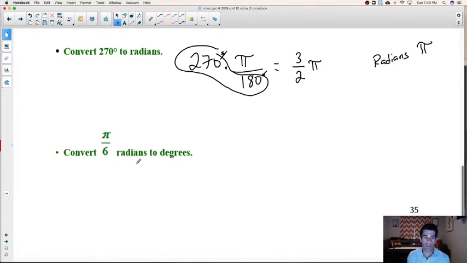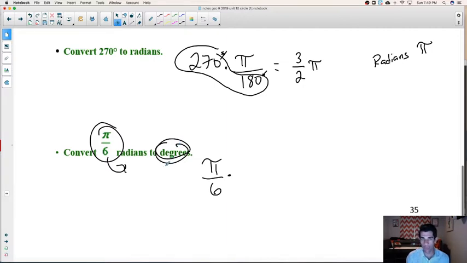So this one says convert pi over 6 radians to degrees. So again, which formula am I supposed to use? Well, it says pi over 6, that's your radians. You want to have degrees, so you want to cancel out the radians. Radians, think of it as pi, so you need to get rid of that pi.